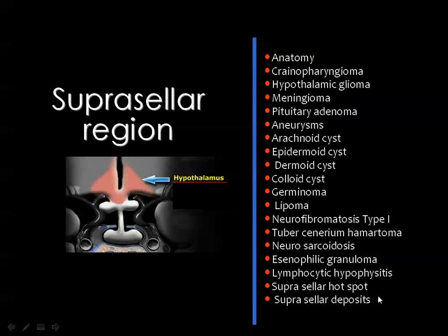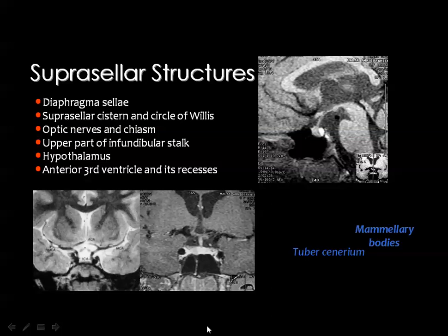As you can see, there are a lot of anatomic and pathologic lesions that can be seen in the suprasellar area, and we will try to discuss all these anatomic details and also the different pathologic entities and how you can reach the differential diagnosis between all these lesions. First, we would like to say something about the anatomic details in the suprasellar area.